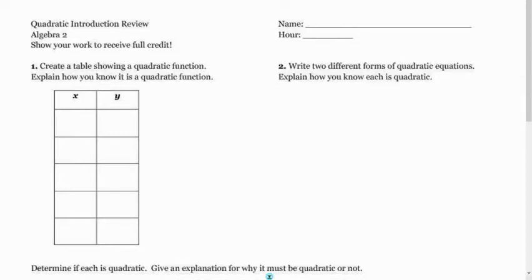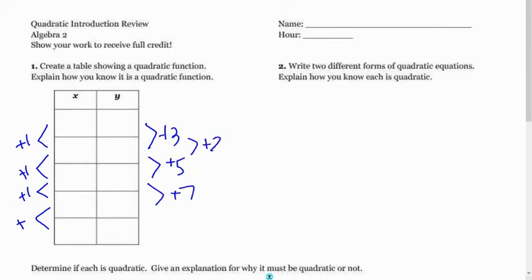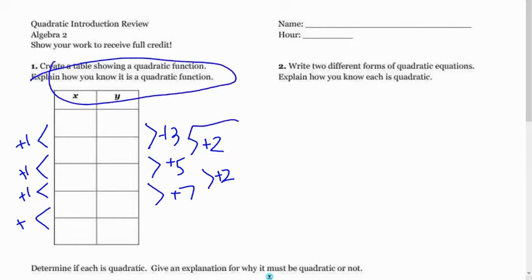So I don't know that I want you to have the exact same example as me, but on the very first day we talked about how these have to be constant in the x values. And in the y values, and this is just an example, it's the second difference that needs to be constant, and that's how you know it's quadratic. So how do I know it's quadratic? If the second difference is constant. So you need to come up with one there that you can show me is a quadratic function. So write two different forms and explain how you know.